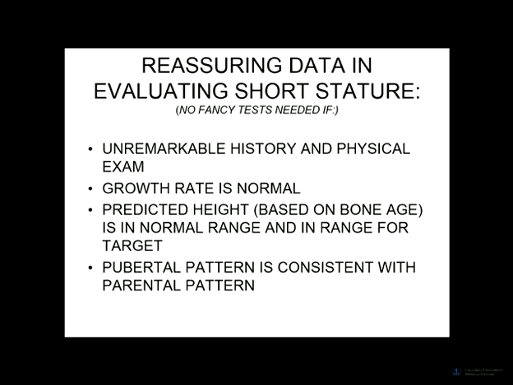Getting back to which kids we worry about a pathologic process going on if they're the shortest kid in the class, and which kids we are reassured that there is no underlying pathology. If the history and physical exam are unremarkable, if the growth velocity is normal, that is critical. If the predicted height based on the bone age is in the normal range and in range for that child's target, and if the pubertal pattern is consistent with the parental pattern, usually no further workup is necessary, no intervention is necessary, and we reassure these families.